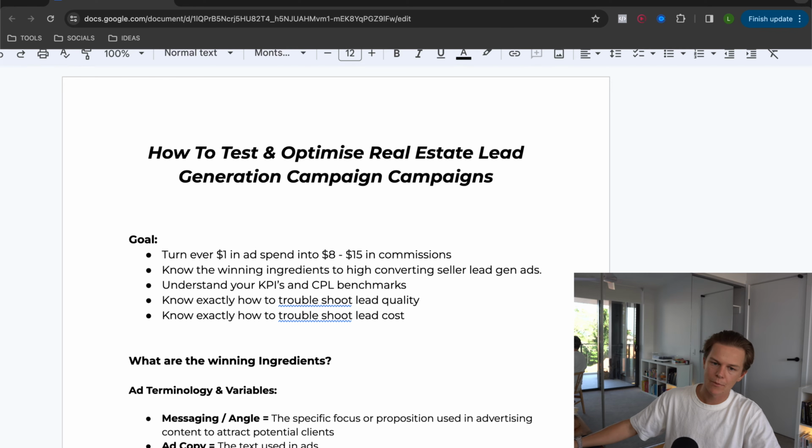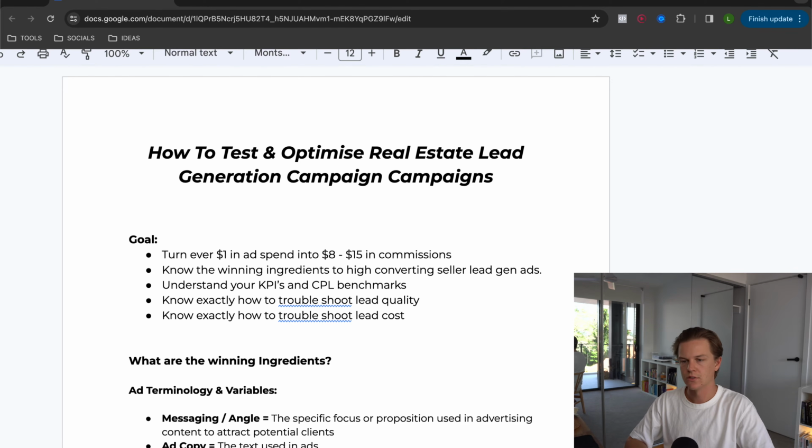Next, we're just going to be recapping on understanding your KPIs and cost per lead benchmarks. You need to know what is a good result and what's a bad result so that you can make scaling decisions and so that you can know if you need to optimize something or not. Because sometimes you think that a campaign's performing badly, but it's actually performing fine.